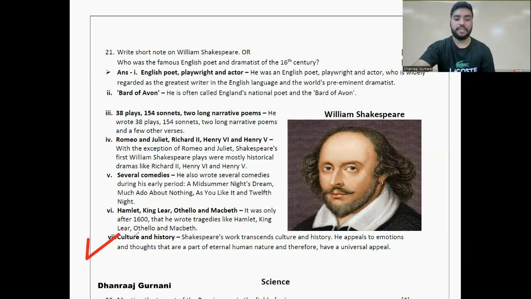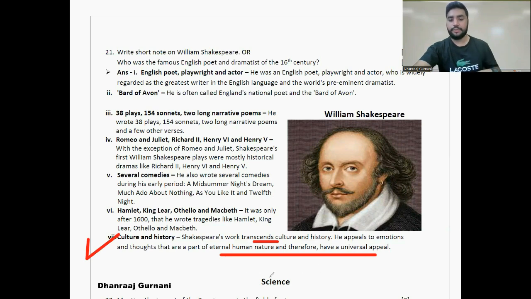Lastly, last point, culture and history. Shakespeare's works transcend culture and history. He appeals to emotions and thoughts that are a part of eternal human nature and therefore have a universal appeal.